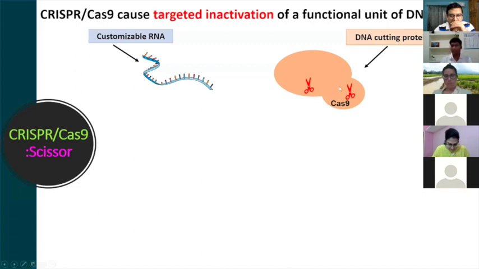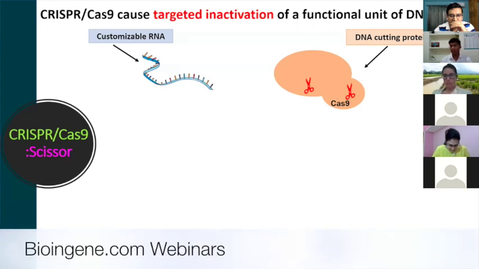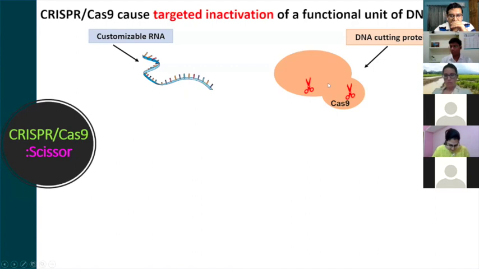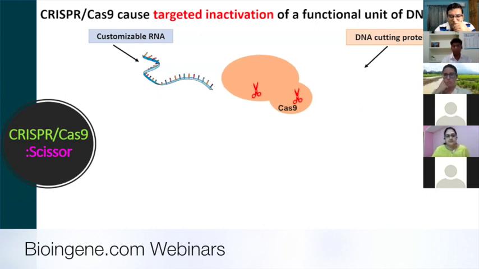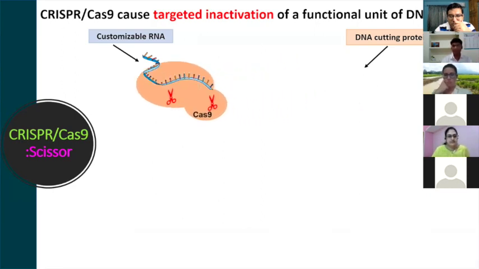If I want to give you an analogy, Cas9 is like a postman. It has two scissors. One is called RuvC and another is HNH. These two are the nuclease domains of Cas9. So this postman has two scissors, just keep that in mind. And the customizable RNA is the address that you are giving to the postman. The postman takes that address and goes to the genome that you want to modify.